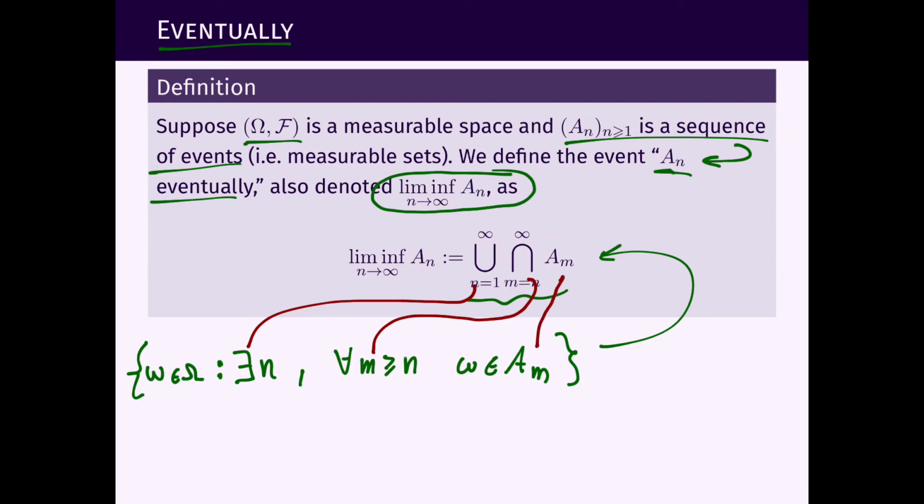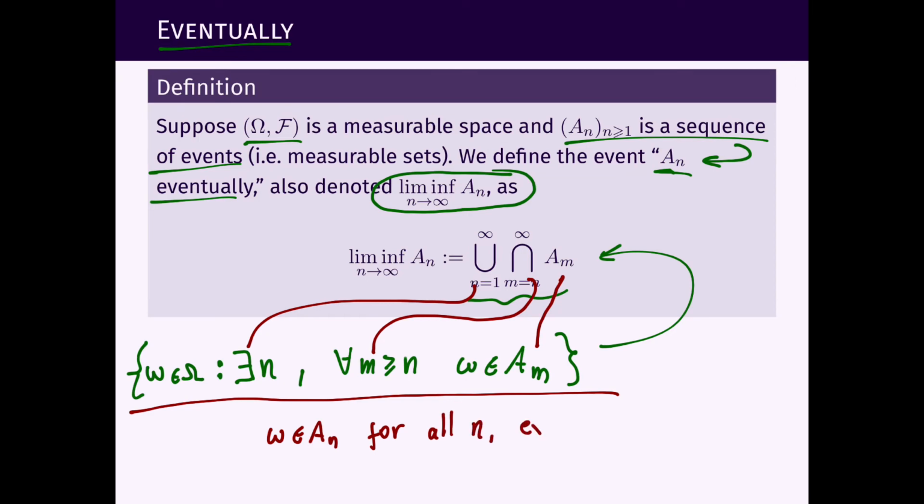So what is this here then? What is this saying? This property means omega belongs to An for all n except finitely many of them.